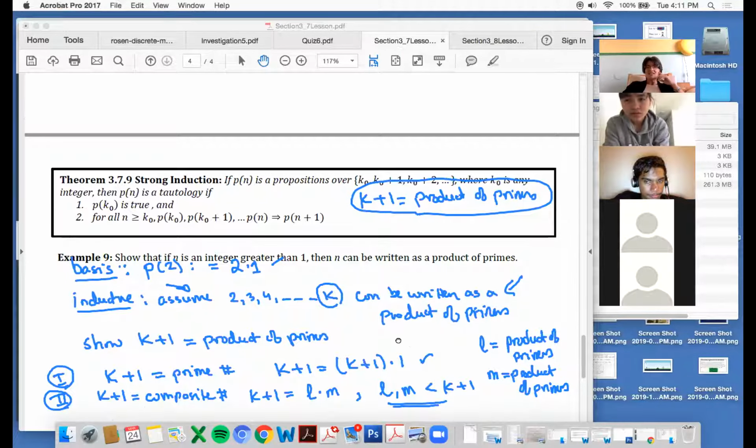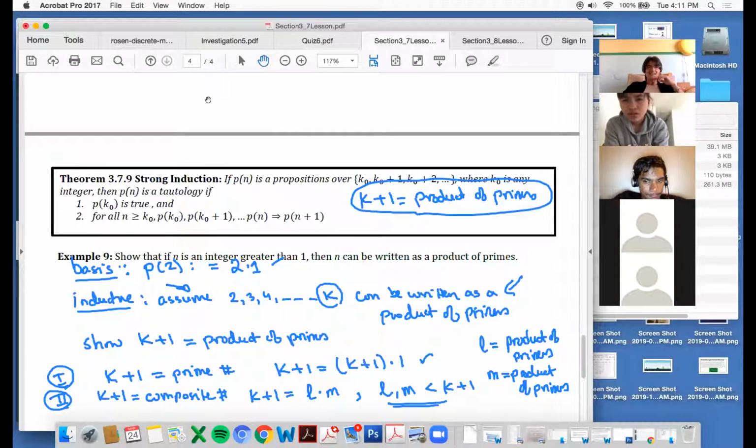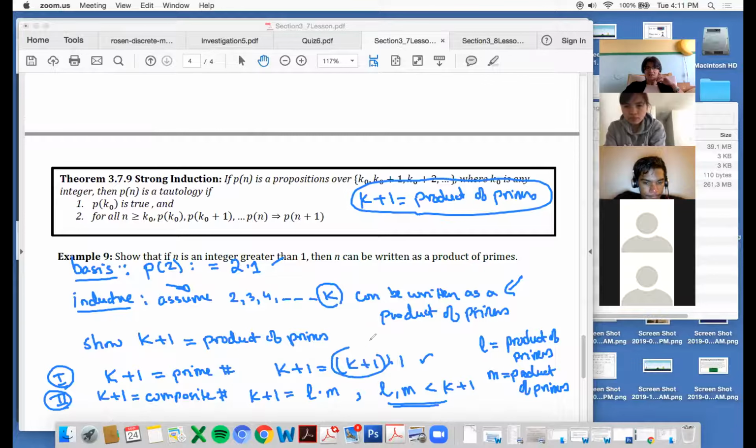Yeah, so this is okay. This counts as a product of primes. Because we're saying that this k plus 1 is prime, prime times 1 counts as it being a product of primes.